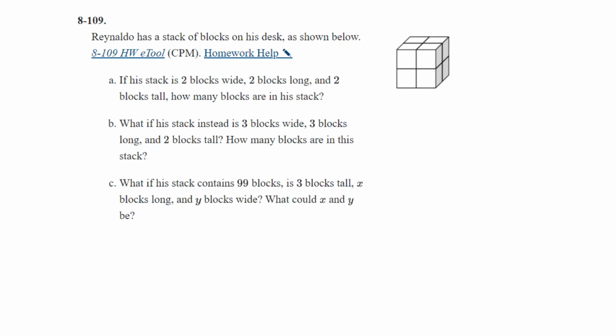Question 109. Ronaldo has a stack of blocks on his desk, as shown below. If his stack is 2 blocks wide, 2 blocks long, and 2 blocks tall, how many blocks are in the stack? Well, you can see you have 1, 2, 3, 4, and then on the back side you're going to have 1, 2, 3, and then you can't see that fourth one, but it's behind this one right here. So that would be a total of 8 blocks. What if his stack instead is 3 blocks wide, 3 blocks long, and 2 blocks deep, or 2 blocks tall, I guess? How many blocks are in this stack? So you're going to be adding an additional block this way, right?